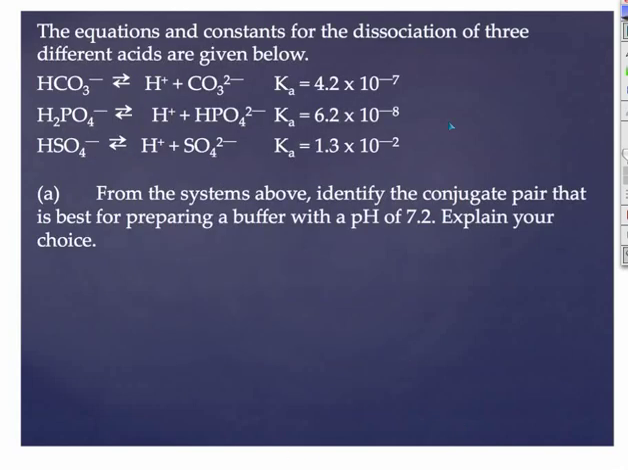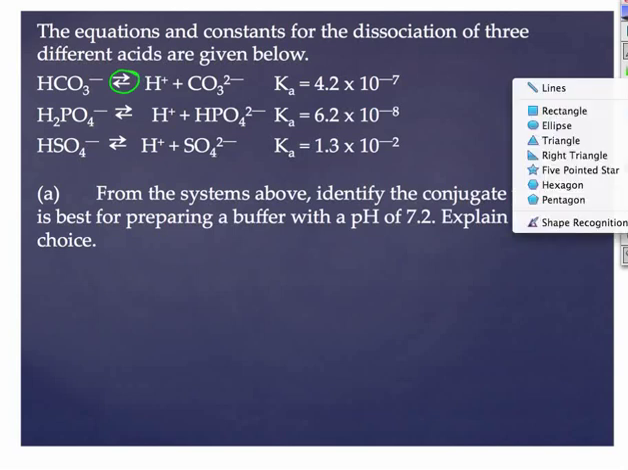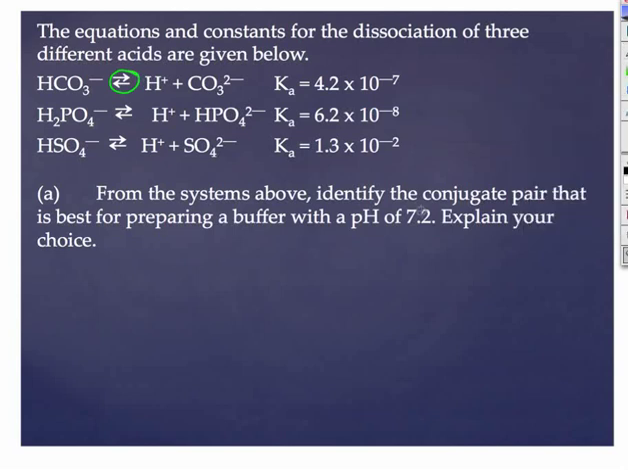Now, in this next question, we are given three different systems with the corresponding Kas. These are all weak, all equilibrium systems. Now, the question asks us to identify the conjugate pair. What that means is the acid with its conjugate base that is best for preparing a buffer of pH 7.2. Now, there's two parts to this. We have to identify and then explain our choice.